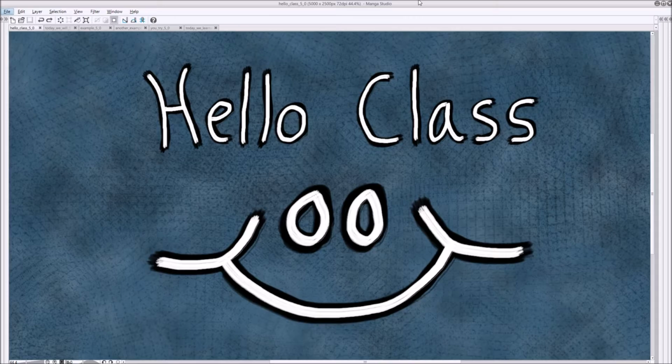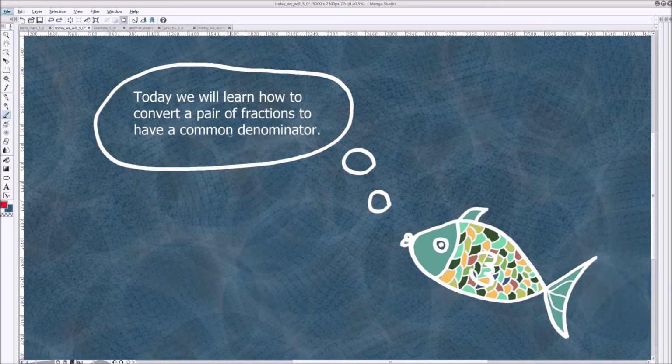And today we're going to be doing some more math with fractions, so let's get right into it. So today we will learn how to convert a pair of fractions to have a common denominator.